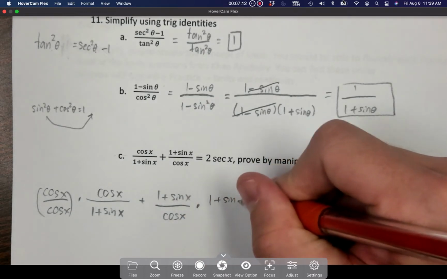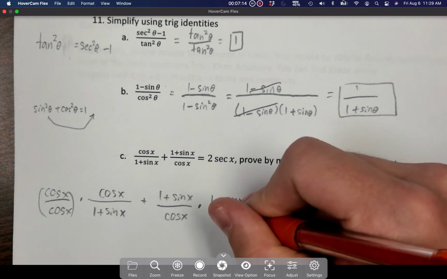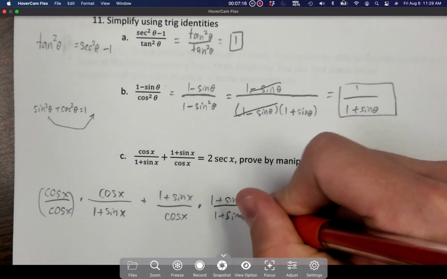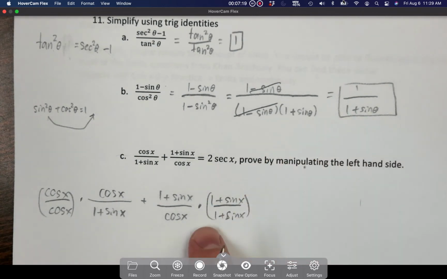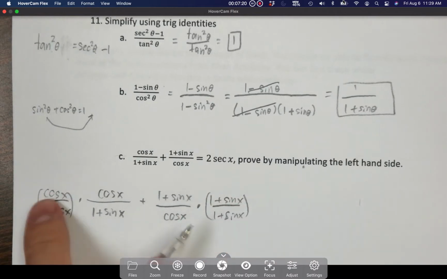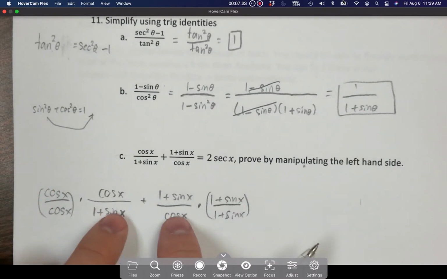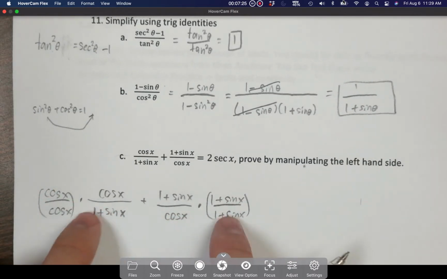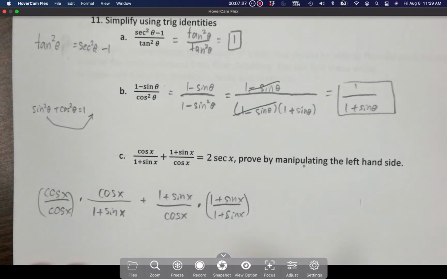Same here. I'm going to multiply by 1 plus sine on this side. Now, why am I multiplying by 1 plus sine over here and cosine over here? Because I'm multiplying the other denominator by what it has. Because now when I read this denominator, I see cosine times 1 plus sine. When I read this denominator, I have cosine times 1 plus sine. Well, those are the same, or common, denominator.